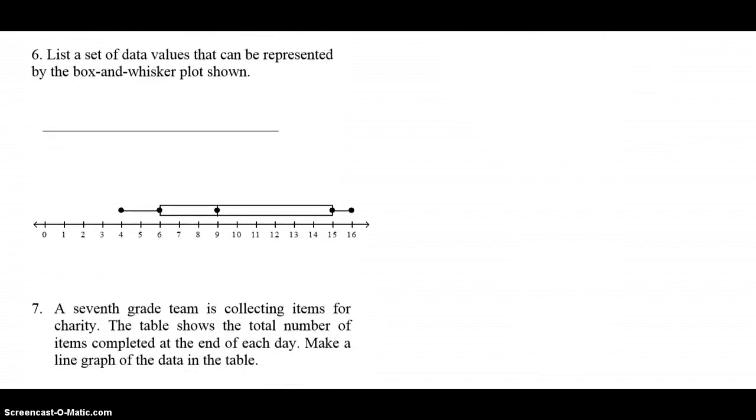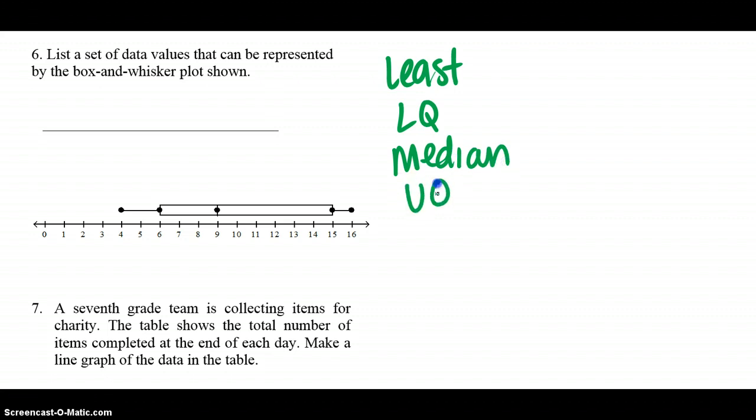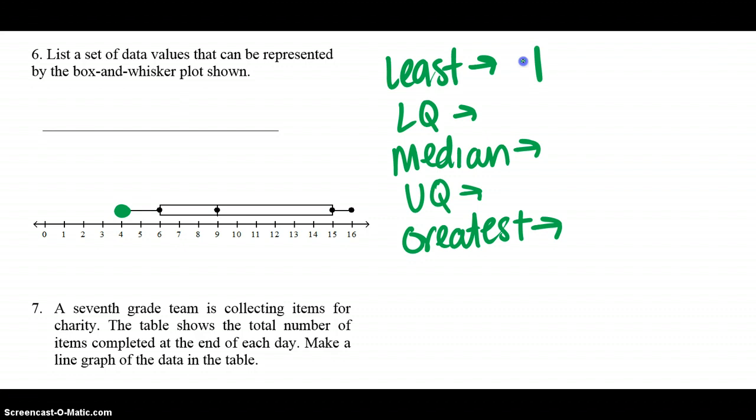Number 6. I did this one in class, but I'll go over it again for those of you who aren't here. I need to list a set of data values that can be represented by the box and whisker plot shown. So basically, I am undoing the box and whisker plot. In a box and whisker plot, I need the least value, the lower quartile, the median, the upper quartile, and the greatest. I find those points because they are dots on my box and whisker. 4 right here is my least. My greatest is 16, my median is 9, which leaves my lower quartile to be 6, and my upper quartile 15.